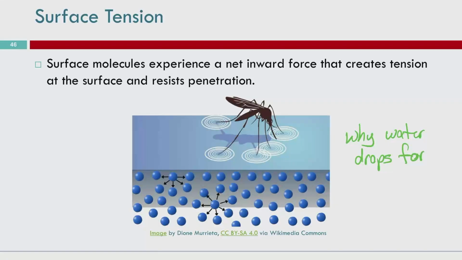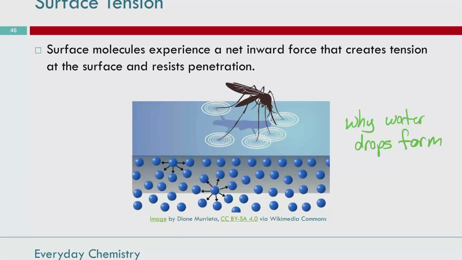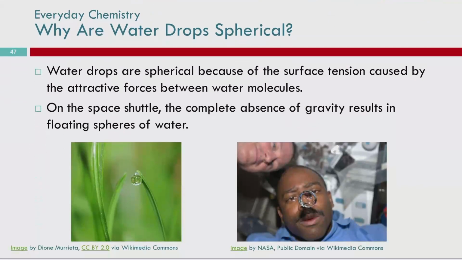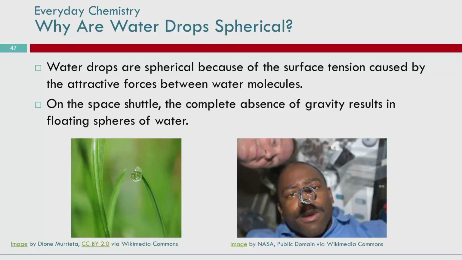This is also why if you fill up a glass of water a little too tall, you can get a little dome shape on the top of the glass. It shouldn't be there, but it is. And then if you have to walk with it, you slurp the top off, and then you can walk without spilling. So this is why water drops are spherical: because of surface tension.